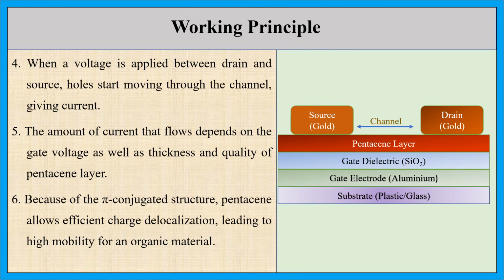As we know, pentacene has a pi conjugated system. That is, it contains pi electrons in its structure. Hence, it allows efficient charge delocalization, which leads to high mobility for an organic material.